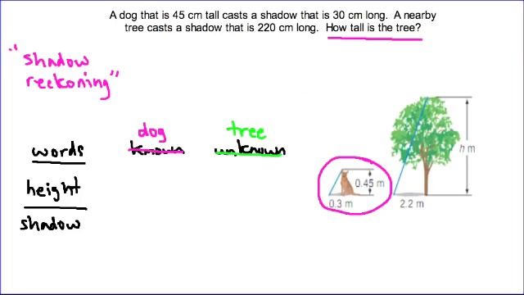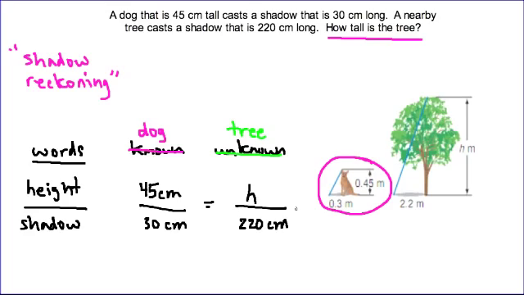So let's just fill in the information that we know. These are both going to be ratios. The height of the dog, this is kind of like a table, is 45 centimeters. Notice that I put it in meters in the picture, but I'm just converting to centimeters. And the dog's shadow is 30 centimeters. The height of the tree is what I don't know. That was labeled as H. And the tree's shadow is 220 centimeters, or 2.2 meters. And so now, once again, I have a proportion.